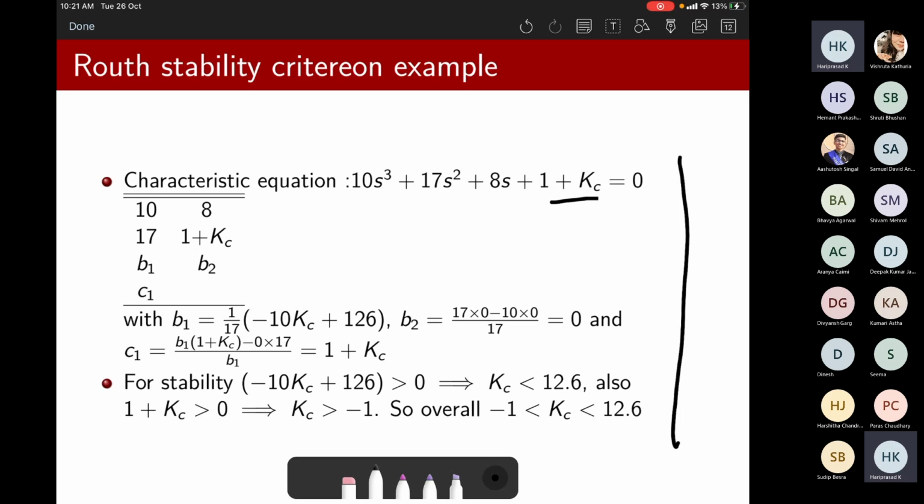So this is a third order polynomial, difficult to factorize. You make the root array: 10, 17, 8, 1 plus Kc. Then you calculate B1 and C1 as usual. And what is the condition you need to put in? The calculated values of B1 and C1 should be greater than 0. You put in the condition, and you get the value of Kc that makes the system stable.